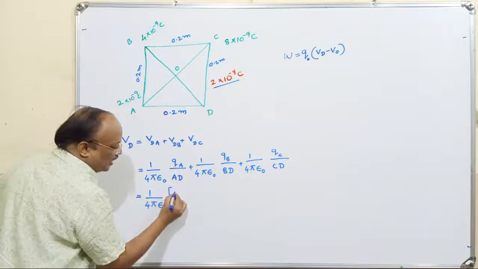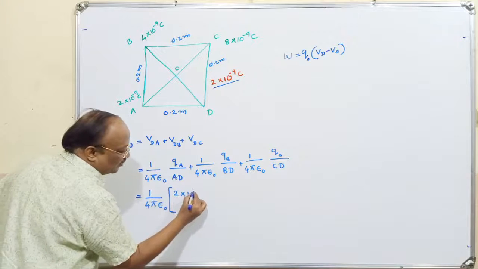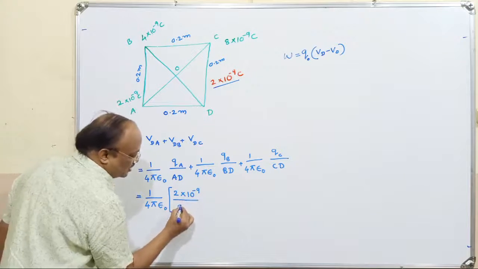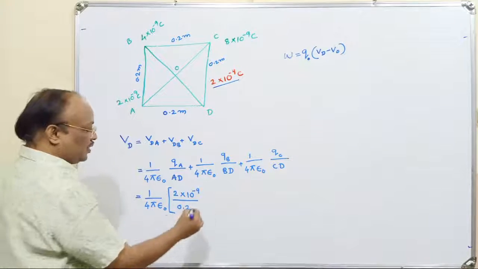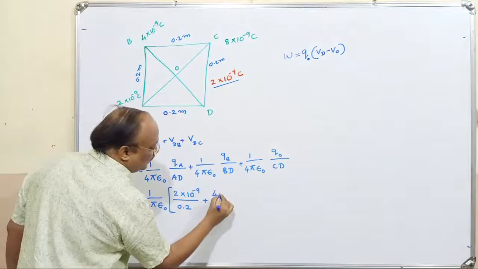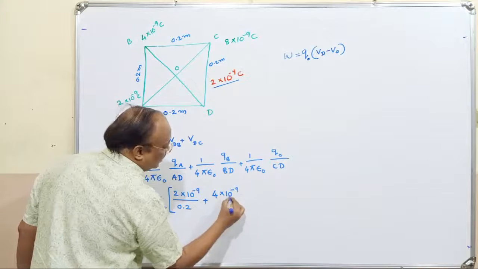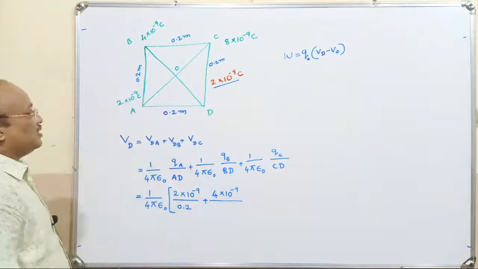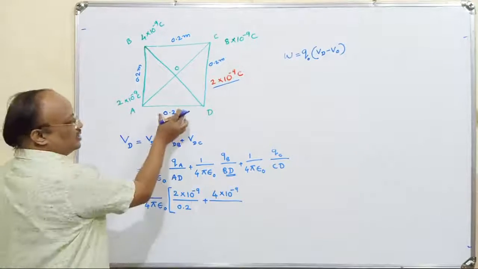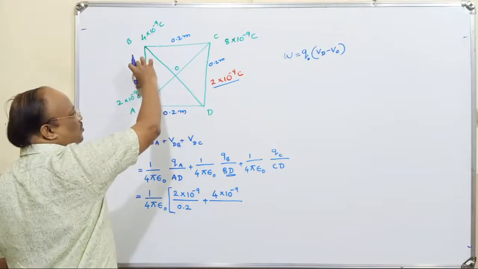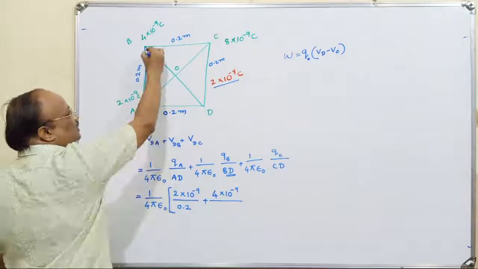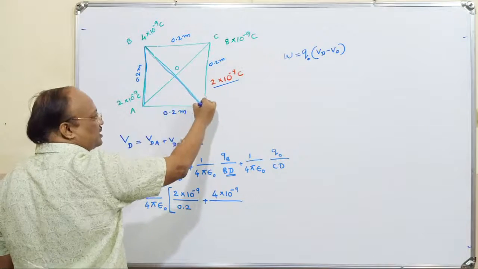Inside we have QA, which is 2 into 10 to the power of minus 9. Separation is 0.2, plus QB is 4 into 10 to the power of minus 9. See, this value of BD you have to calculate. This is 0.2 and this is 0.2. So this is our right angle triangle.